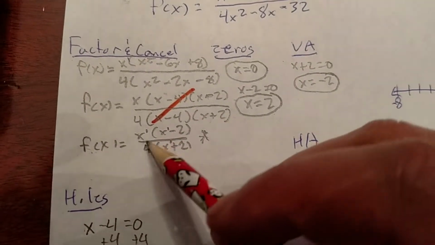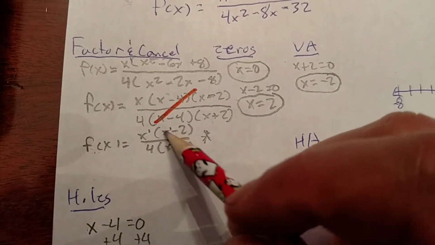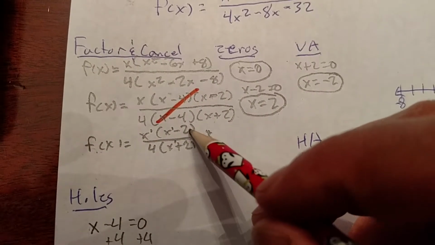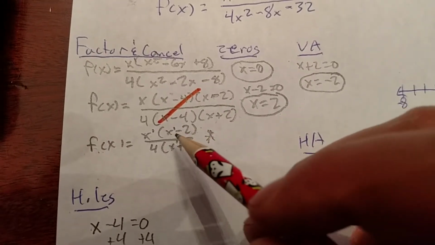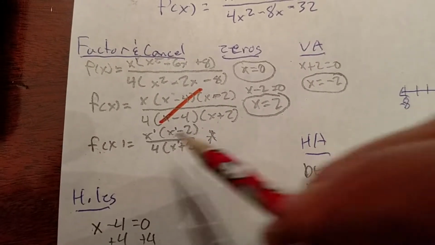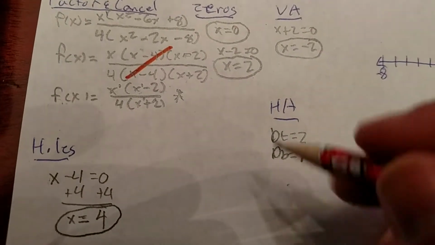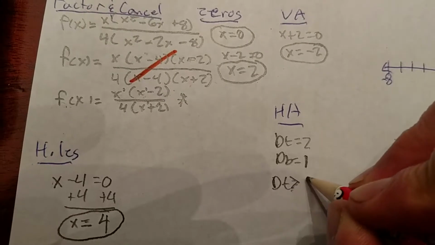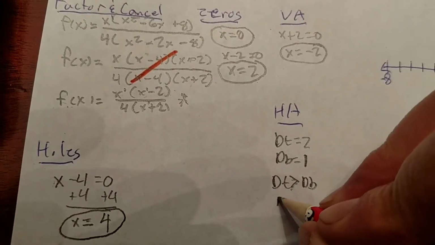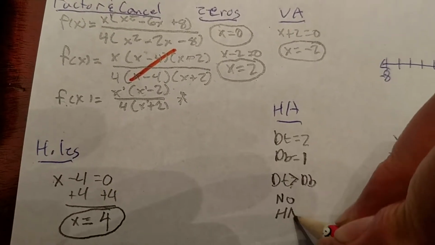And when I say degree, I mean the highest exponent. So you'll multiply and that'll make x squared, you'll multiply and that'll make 2x. So you have the x squared and the x to the first power, but the highest exponent is going to be x squared. Okay? So here we have, once again, the degree on top is greater than the degree on the bottom. So no horizontal asymptote. Okay?